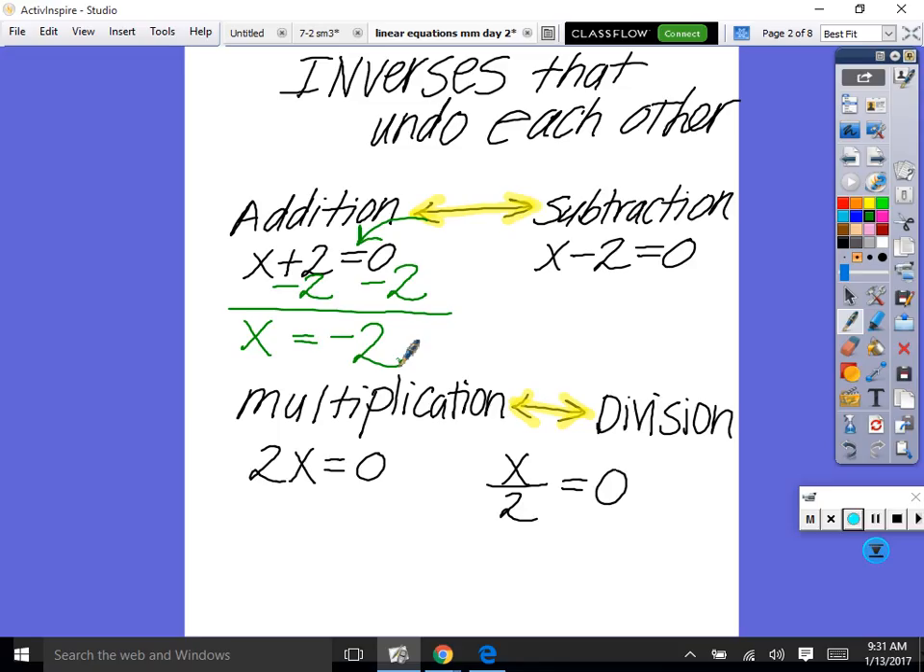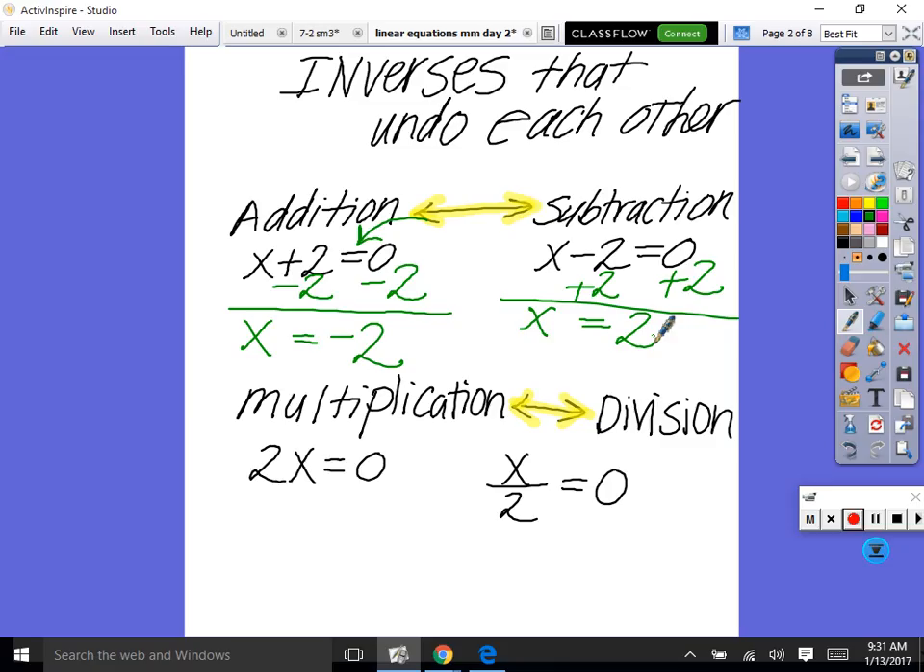Okay, x minus 2. What undoes subtraction? Addition. So we would add 2 to both sides of the equation. Now combine like terms. X, no other x's. Negative 2 plus 2 is 0. So we did the inverse correctly. And that's equal to 0 plus 2, which is 2. So x equals 2.